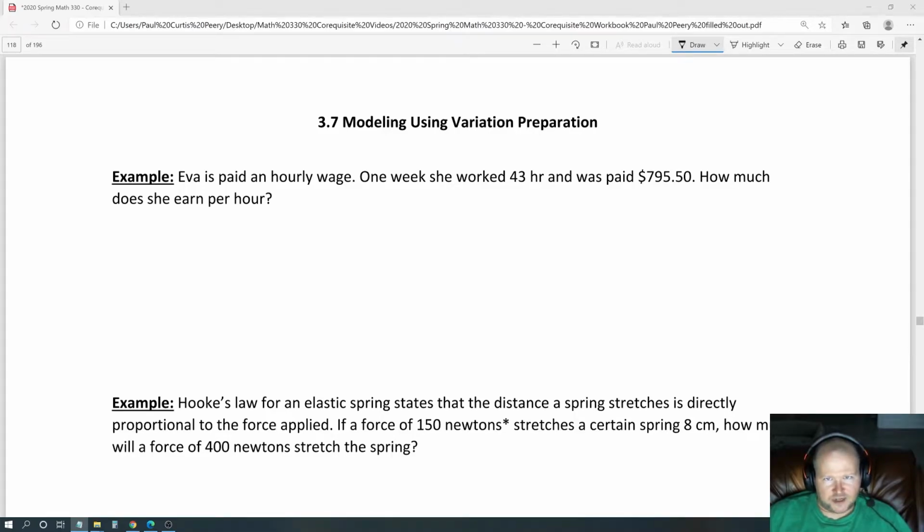3.7, modeling using variation preparation. Example: Eva is paid an hourly wage. One week she worked 43 hours and was paid $795.50. How much does she earn per hour?